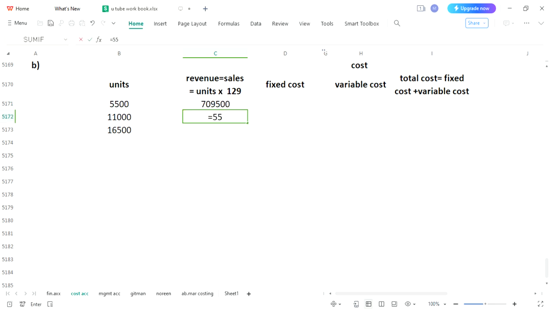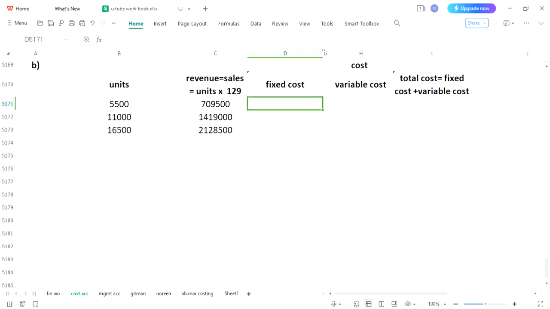Then again we have number of units 11,000 and we'll multiply with 129, the sale price per unit. The amount of sale of 11,000 we have calculated. Now we will see 16,500 multiplied by 129, which is the per unit sale price. So you have got your amount of sale for 60,500. One part of the question has been sorted out.